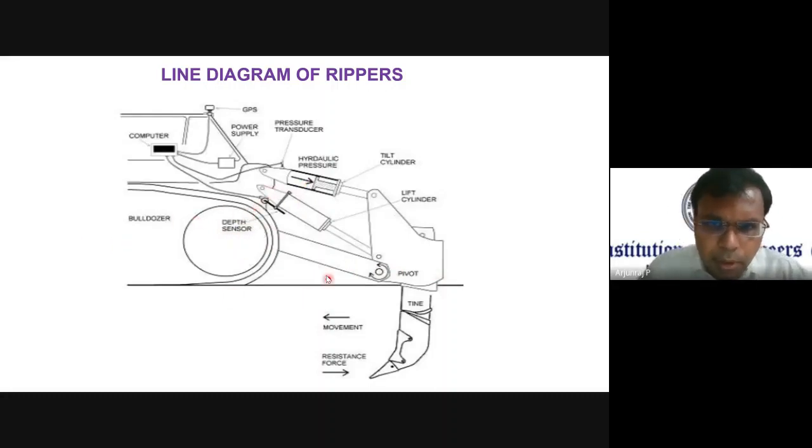Here, the ripper is nothing but a bulldozer. It's similar to the bulldozer, but it helps you to rip with some depth. The level of depth will be slightly higher than what you have for a bulldozer.